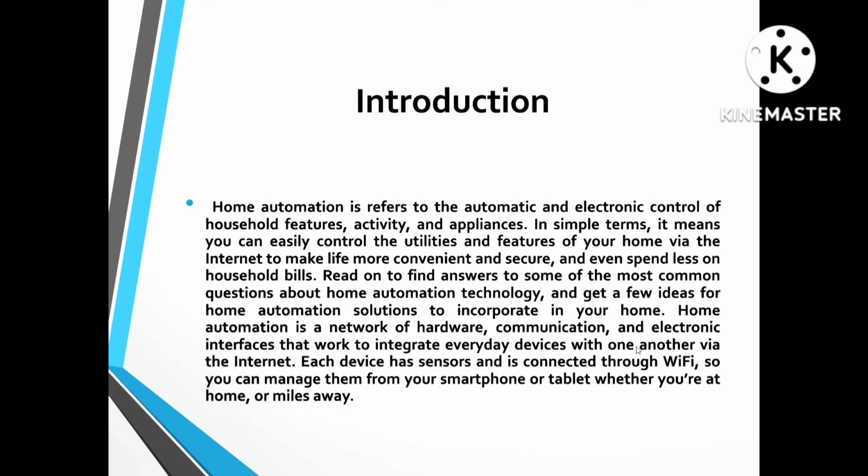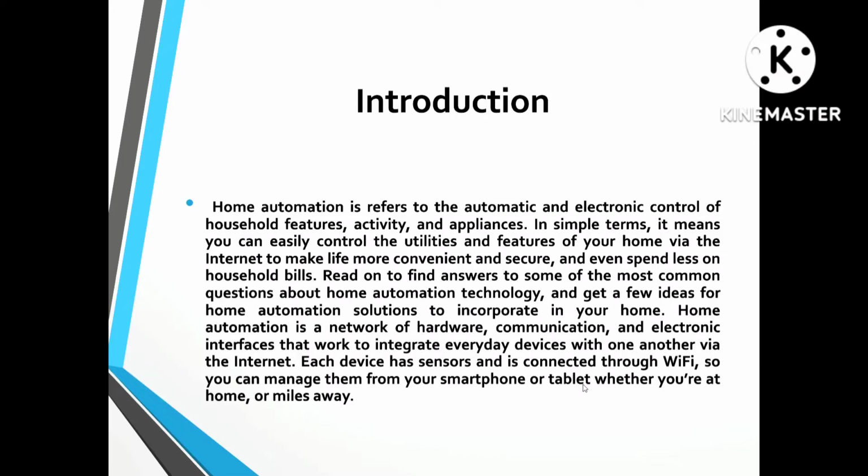Introduction to this project: home automation refers to the automatic and electronic control of household features, activity and appliances. In simple terms, it means you can easily control the utilities and features of your home via the internet to make life more convenient and secure, and even spend less on household bills. Read on to find answers to some of the most common questions about home automation technology and get a few ideas for home automation solutions to incorporate in your home.